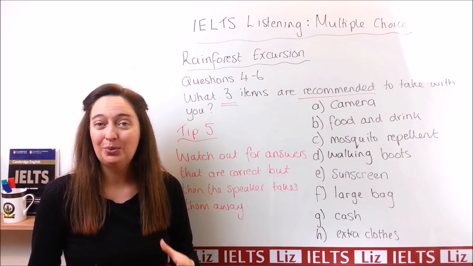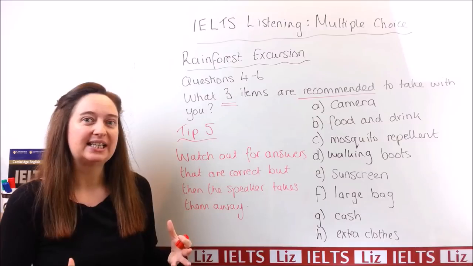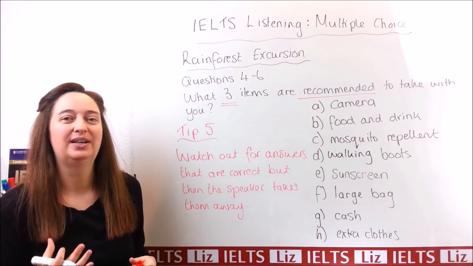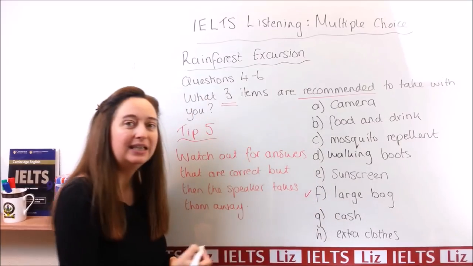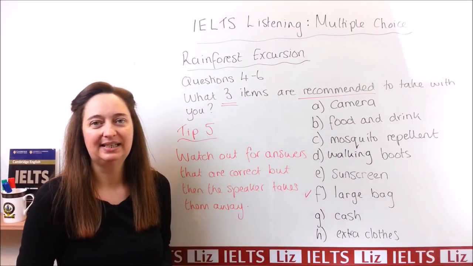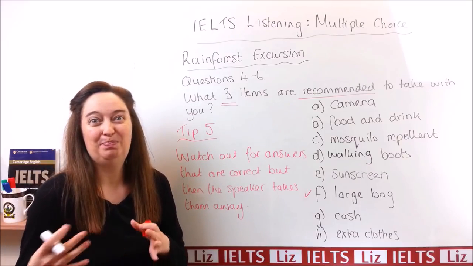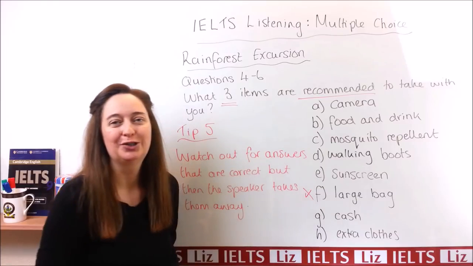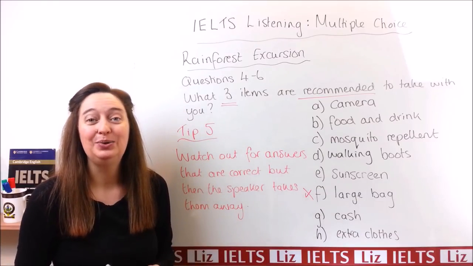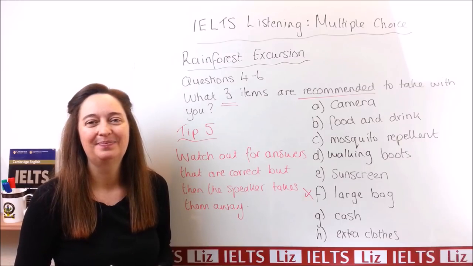So that's a common way that IELTS try to trap you. So when you're listening and you hear the words, you should take a large bag, you can put a tick, but keep listening. And if the sentence changes and says, but actually you don't need to, put a little cross through. And that way you know that you need to keep listening for more answers.